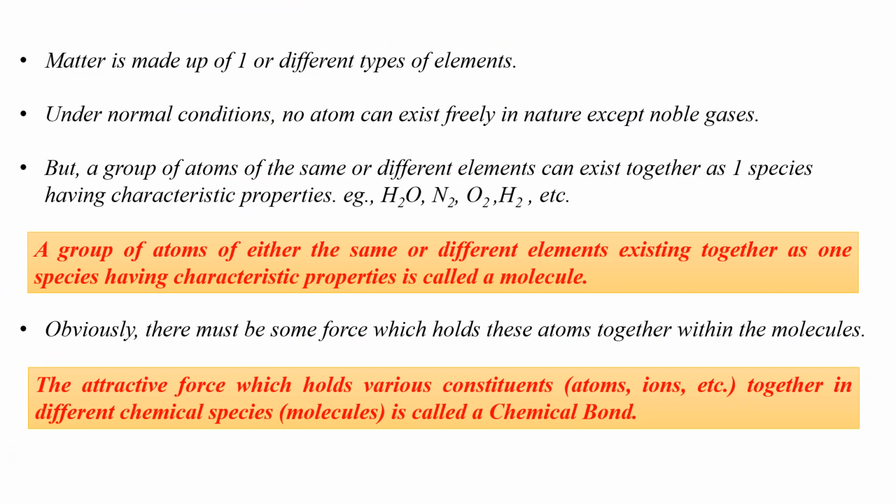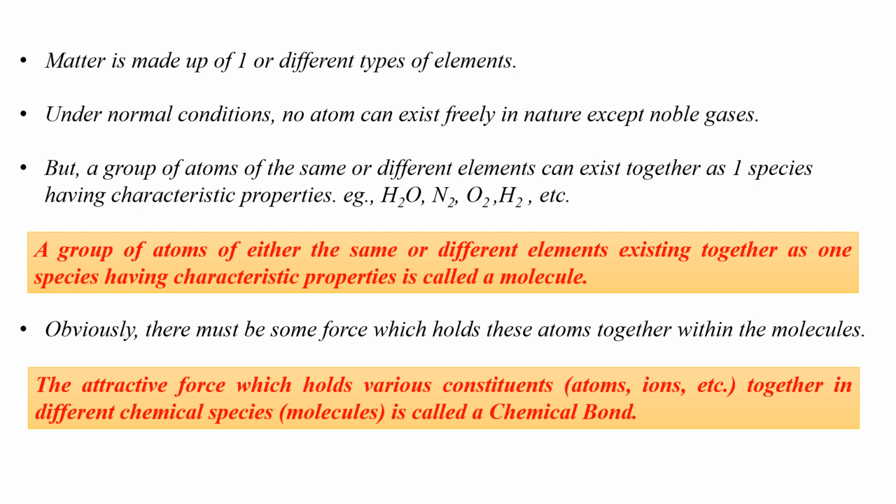Dear children, you all know what matter is. What is matter? Matter is something that has mass and occupies space. Now, what is matter made up of? Matter is made up of one or different types of elements. It is either made up of the same type of elements or it is made up of different types of elements. Under normal conditions, no atom of an element is capable of existing freely in nature except noble gases. So, only atoms of noble gases have free existence. They can exist freely in nature. Atoms of all other elements are not capable of existing freely in nature.